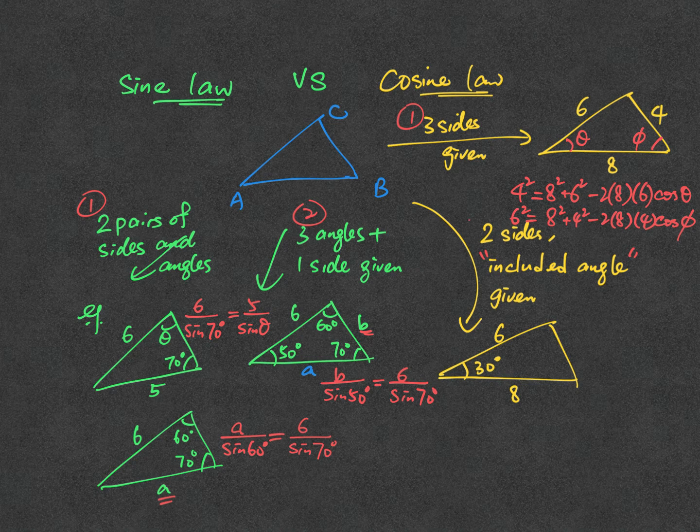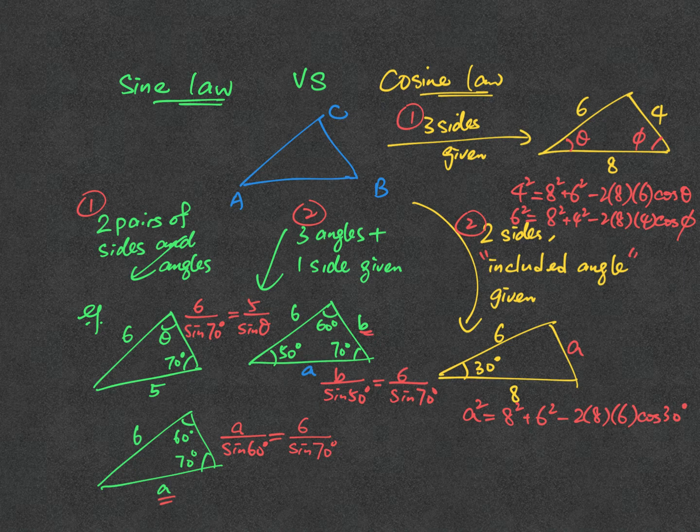Another situation would be in the second case called two sides and included angle given. Now repeat again, included angle given is important. So in this case, it should be asking you to find the remaining length, for example, I call A. So in this situation, you have A squared will be 8 squared plus 6 squared minus 2 times 8 times 6 cosine 30. And by this formula, cosine law, you can find the value of A.